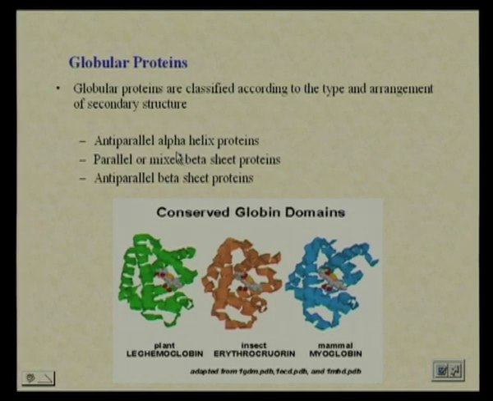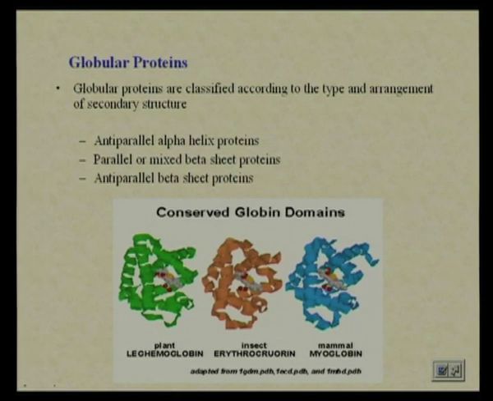So, what you find is you will probably see antiparallel alpha helix proteins that consist of only alpha helices. You might find beta sheet proteins, you might find alpha plus beta or alpha by beta. There are different types of nomenclatures depending on how the protein actually looks. Okay. So, in this case you would have a largely alpha helical protein.